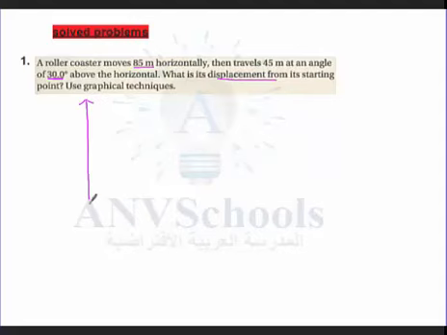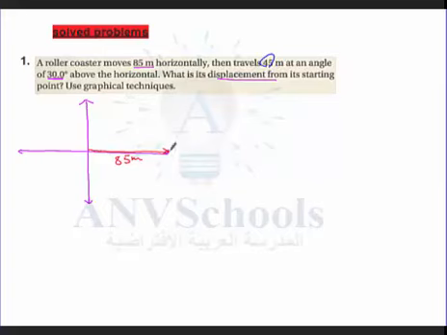Whenever you are trying to solve this kind of vector problem, it's better to use a graphical method. This coaster travels a distance of 85 meters. Let's say this is 85 meters horizontally. Then, when it has traveled 85 meters, it changes direction. It travels 45 meters at an angle of 30 degrees above the horizontal.